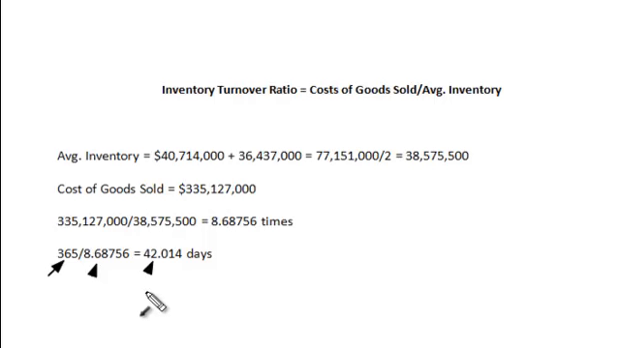So now you know how to calculate inventory turnover ratio, also known as inventory turn or inventory turn ratio, and you know how it works on the income statement, at least for the cost of goods sold, and what you need to know about the inventory on the balance sheet.